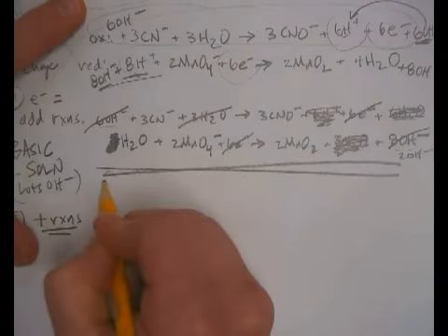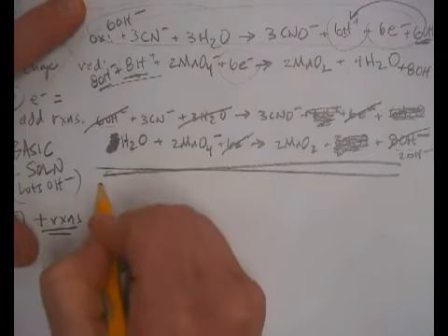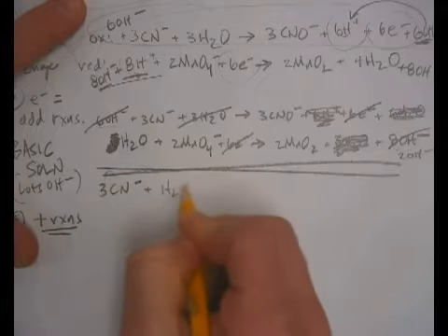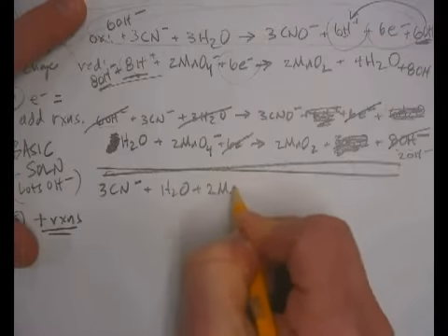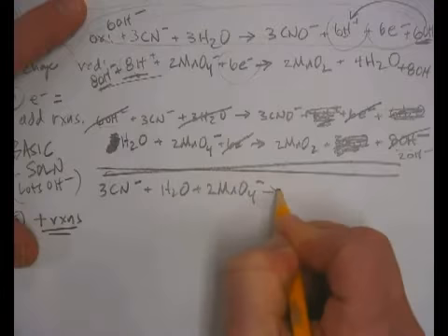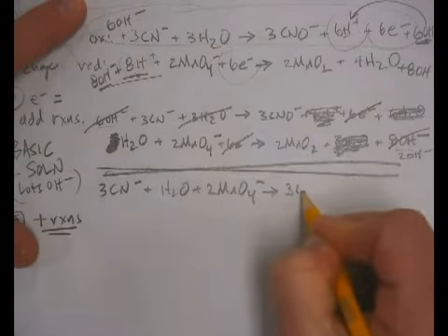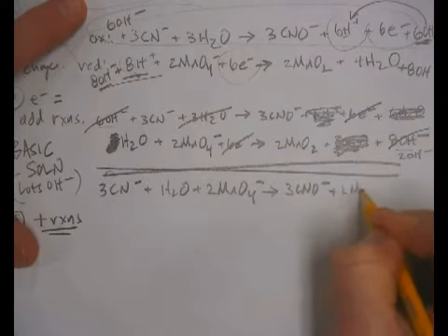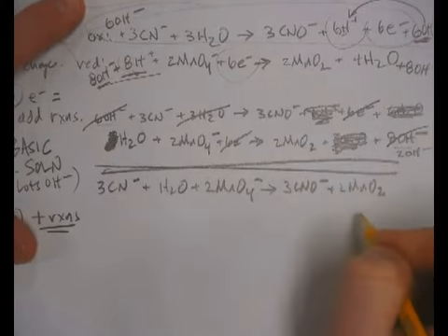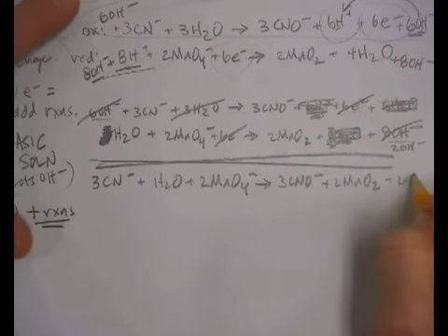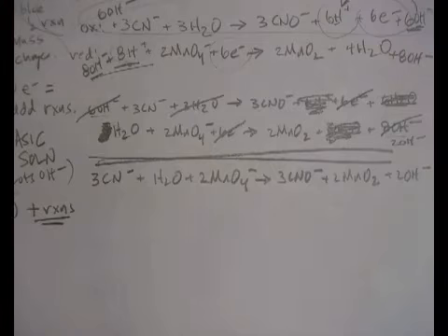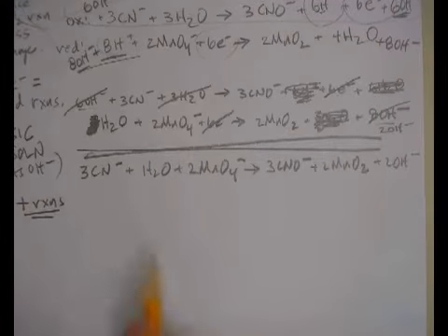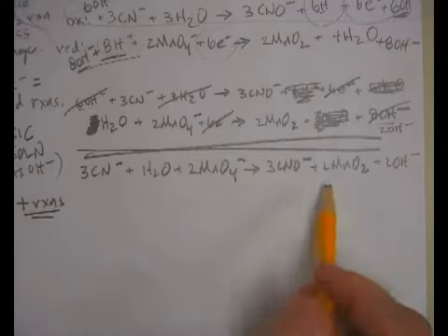Okay, so let's put everything together now before I lose anything else. So I've got 3 CN minus plus H2O plus 2 MnO4 minus, arrow 3 CNO minus, nothing else here, plus 2 MnO2 plus my 2 OH minus. And if I didn't lose anything, oh my goodness, let's hope I didn't, then hopefully this is going to work out, and it's going to be balanced for mass and charge.